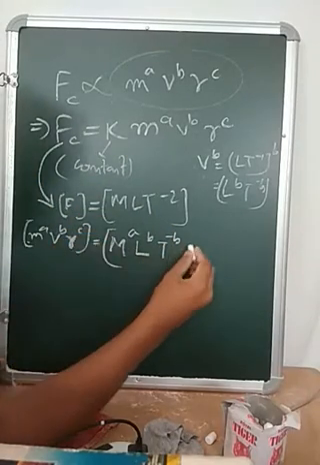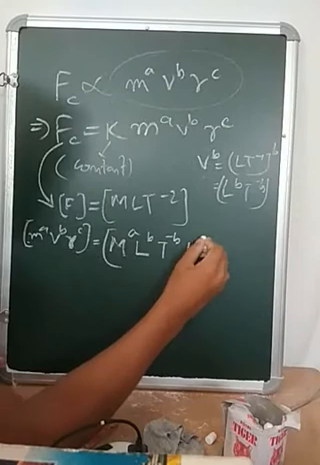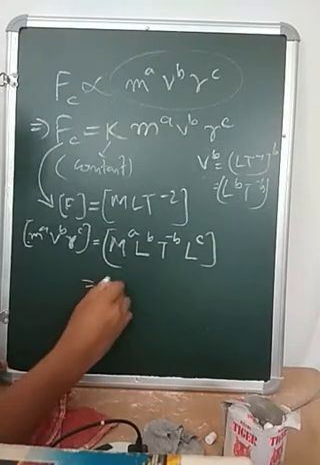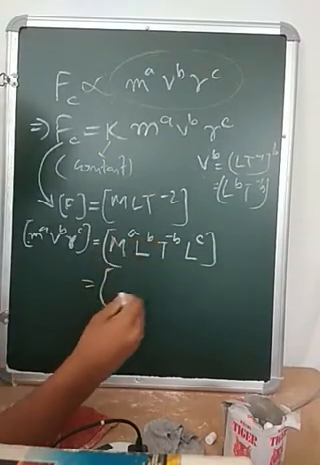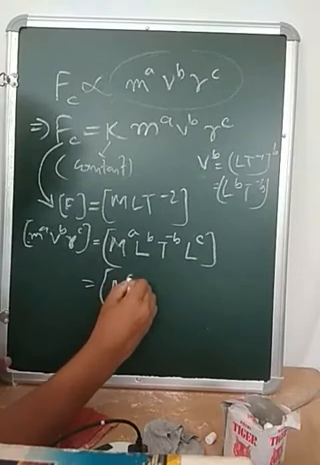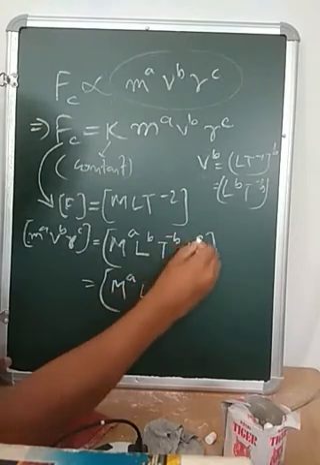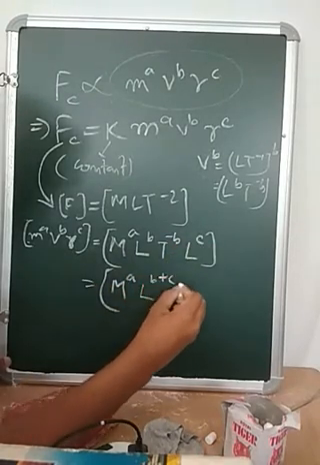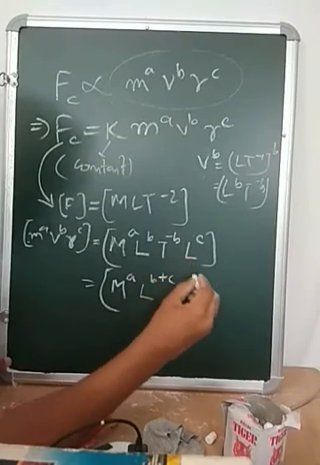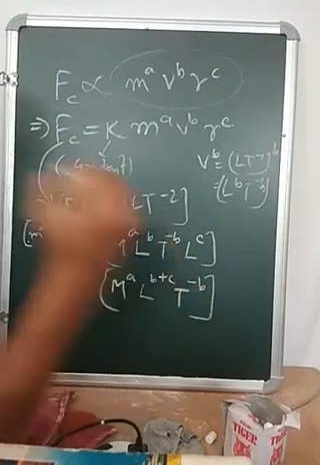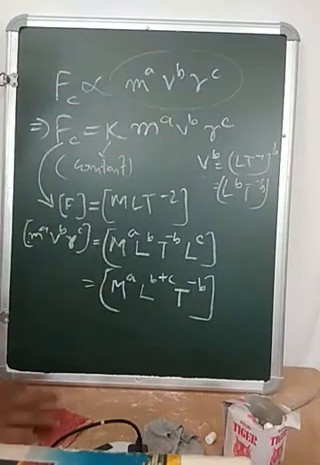And what is the dimension of r? r is simply length, L to the power c. So we sum it up. We multiply this: M to the power a, L to the power b plus c, T to the power minus b. Okay. So this is what we get.